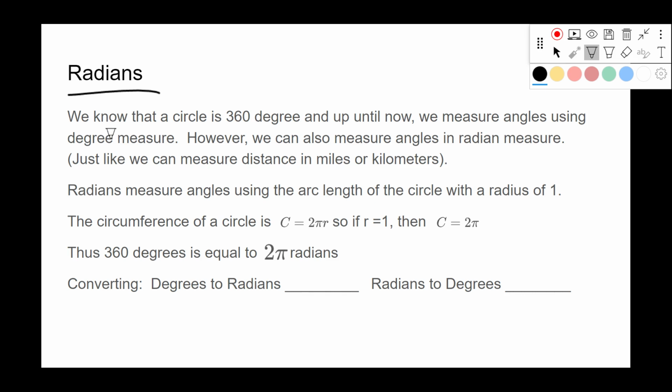We know that a circle is 360 degrees. And up until now, we measure angles using degree measure. But we can also measure angles in radian measure. Just like, for example, we can measure distance in miles or kilometers or feet, right? There's a lot of different ways to measure distance. There's also different ways to measure angles. Okay? Radians measure angles using the arc length of a circle with radius 1.